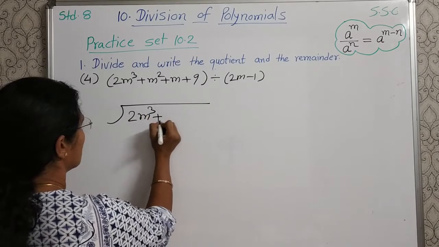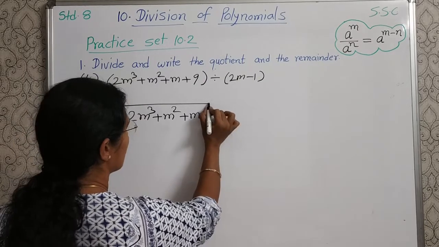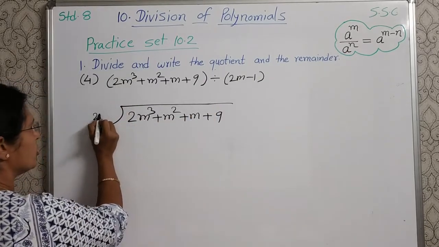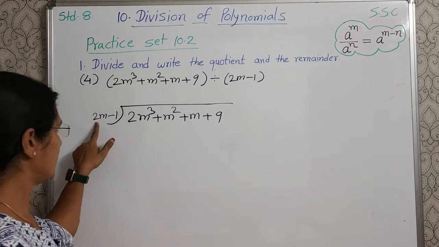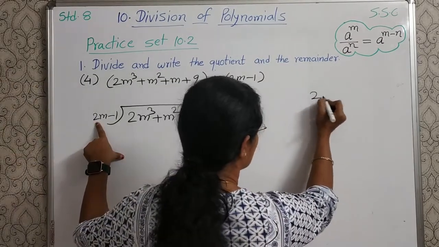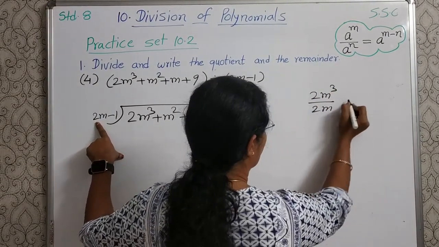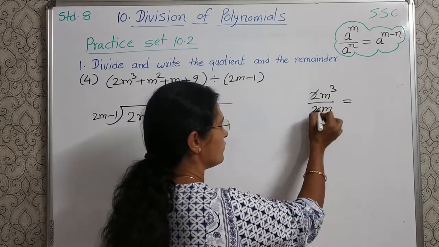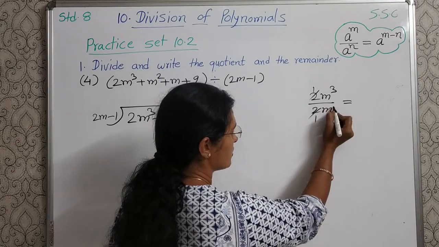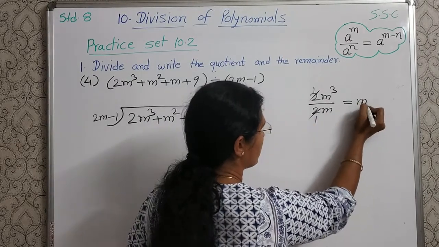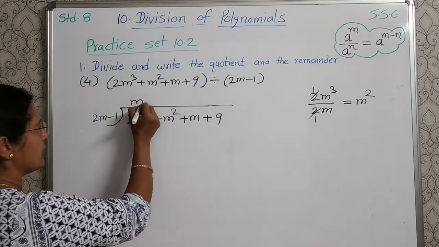2m cube plus m square plus m plus 9 divided by 2m minus 1. Now take this first term and divide it by this first term from the divisor. So 2m cube by 2m. Now solve this. 2 will get cancelled. M cube by m. So 3 minus 1 is 2. M square using this law. So that is the quotient right here.